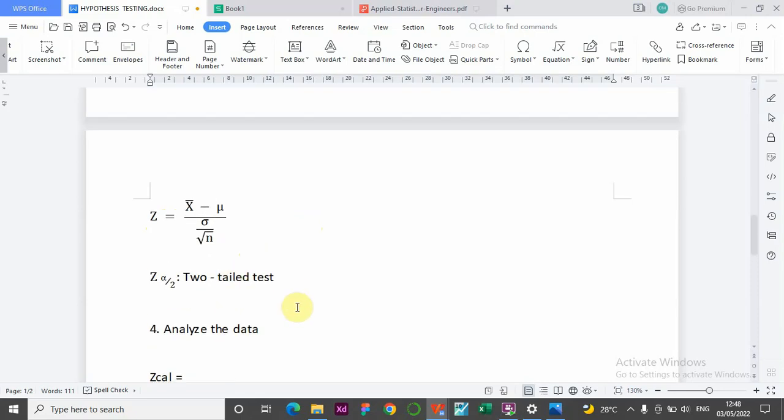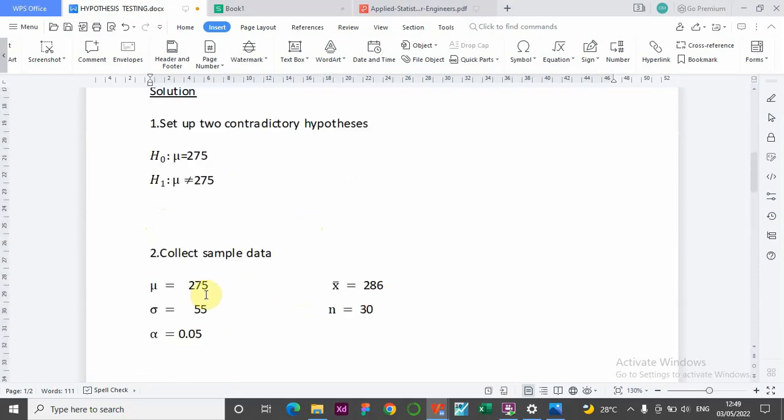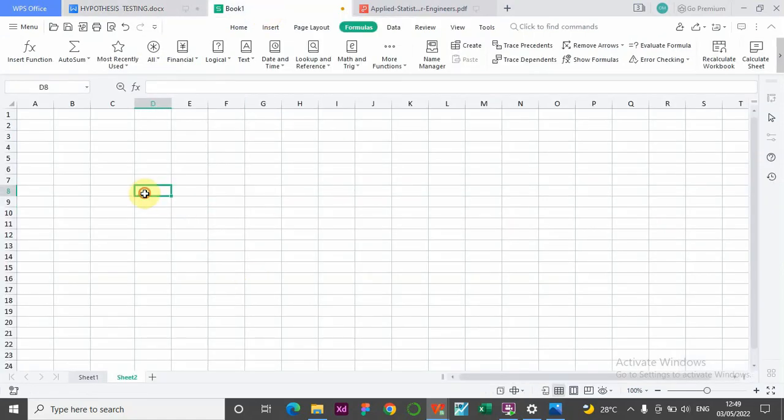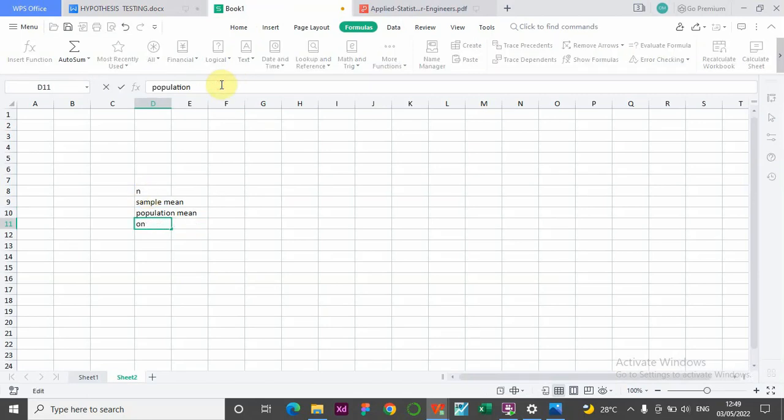So what do we do next? We need to analyze our data. Let me go over to Excel and use Excel to perform the calculations. So we have n, the sample mean, the population mean, and the population standard deviation.